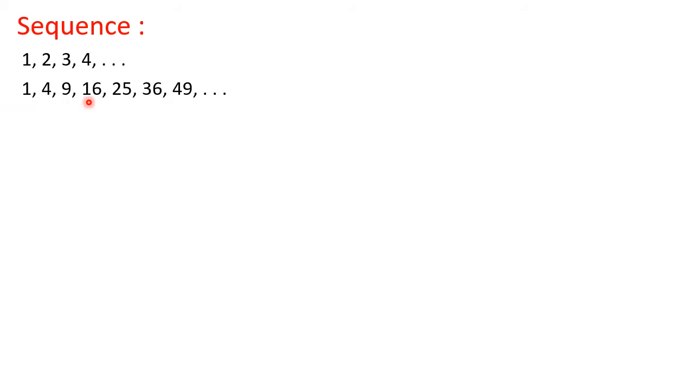Or take one more example here: 1, 4, 9, 16, 25, 36, 49. What you can observe here is all these are square numbers. See, 1 square is 1, 2 square is 4, 3 square is 9, then 4 square is 16, 5 square is 25, and so on. So here this is the first term, this is second, third, fourth, fifth, sixth, and seventh. If I say that you have a sequence of perfect squares, and ask you the seventh number, immediately you are going to say that the seventh number is 49, because 7 square is 49.